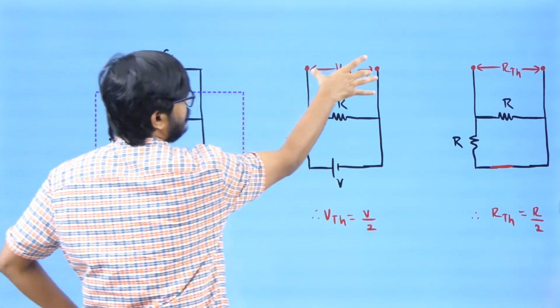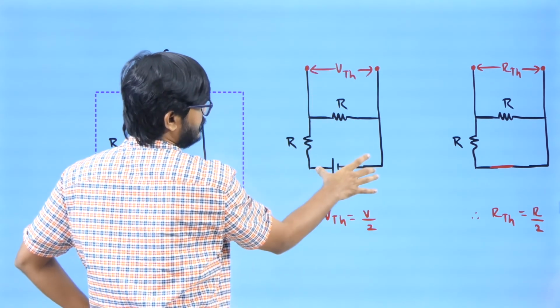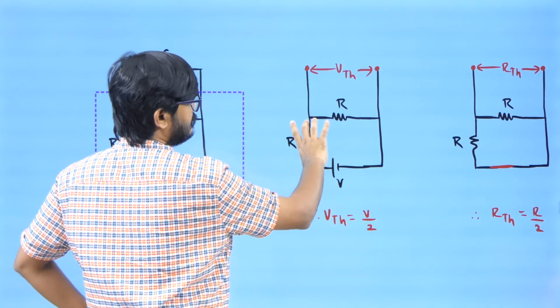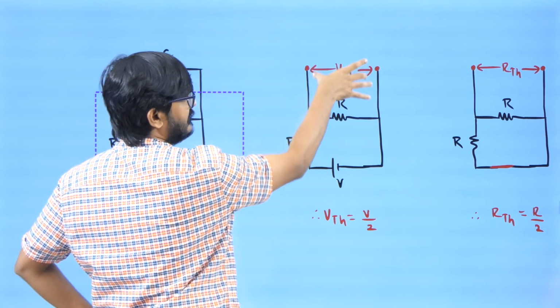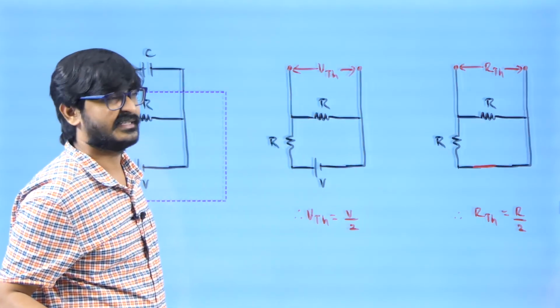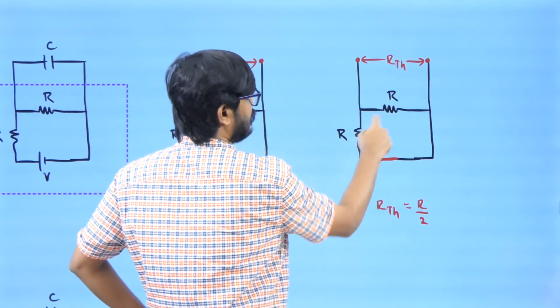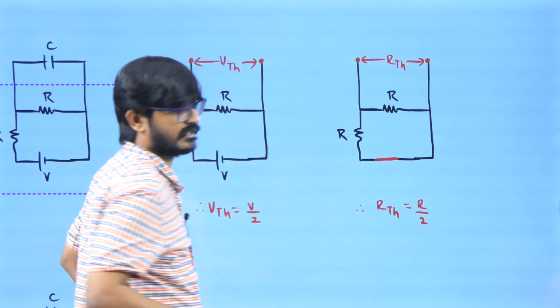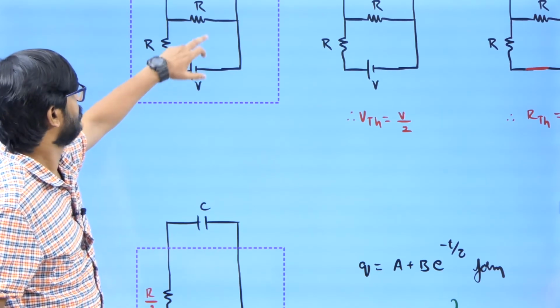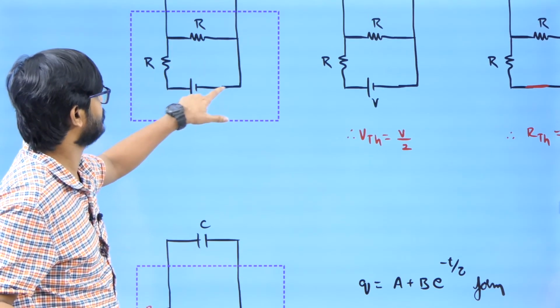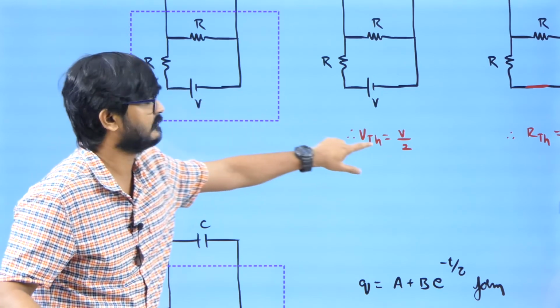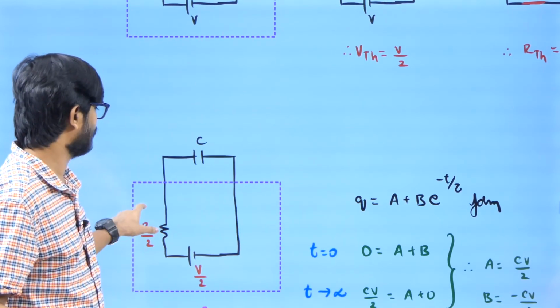Open the load and find the potential difference here. If this potential is V, then this potential drop is V by 2, you can get that easily. So Thevenin's voltage is V by 2. If you want to find the equivalent resistance, short circuit the battery and find the equivalent resistance across this one. These two are going to be parallel, so the equivalent resistance is R by 2. So instead of this entire thing in the box, you can replace it with a single battery and a single resistor. That battery has to be V by 2 and that resistor has to be R by 2.